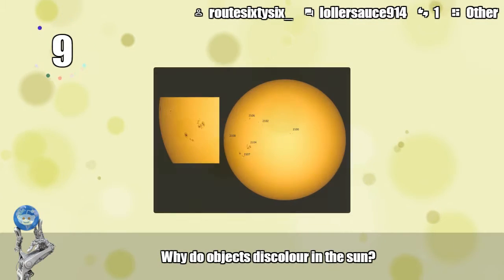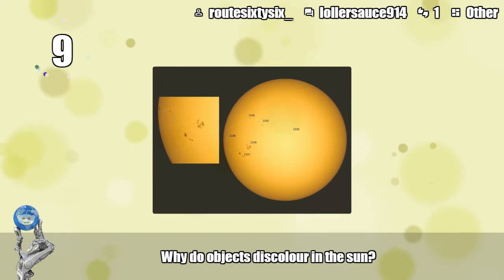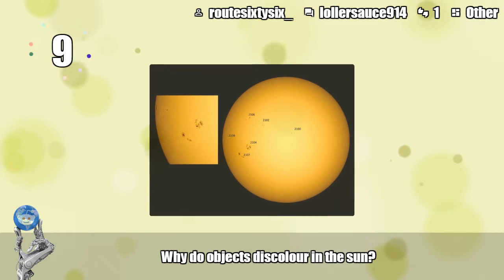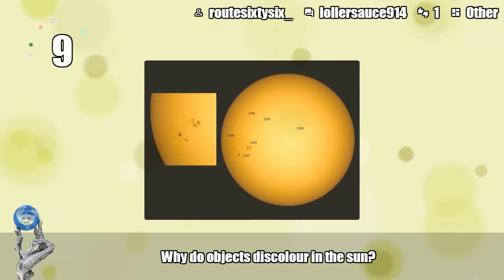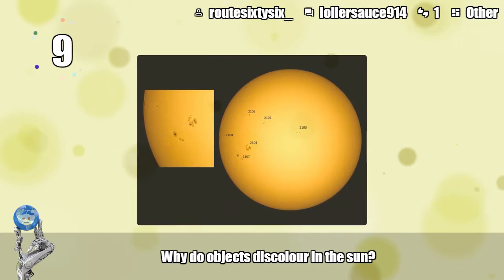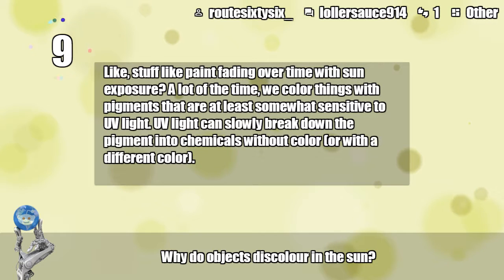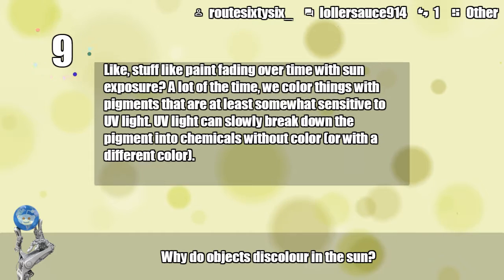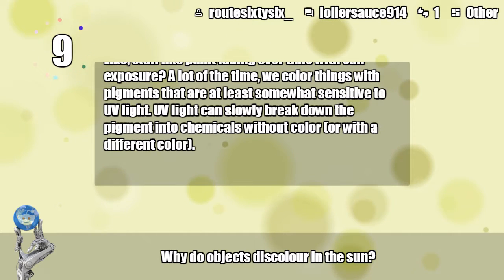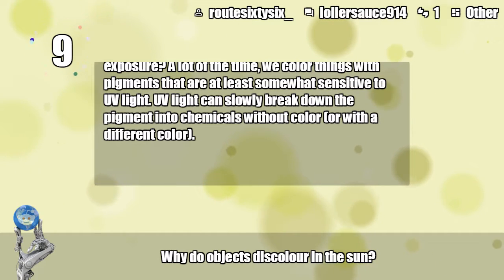And at number 9, in the category Other, the user Route66 asked, "Why do objects discolor in the sun?" Which the user LollerSauce914 replied, "Like stuff like paint fading over time with sun exposure. A lot of the time, we color things with pigments that are at least somewhat sensitive to UV light. UV light can slowly break down the pigment into chemicals without color or with a different color."